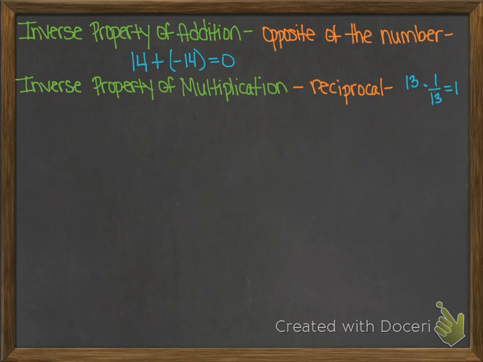Okay, so notice, looking back at your notes, the additive identity was 0. And then with the inverse property, we're trying to get to that 0. Same thing with the multiplicative identity, which was 1. If we use the inverse property of multiplication, we're going to get to a product of 1.